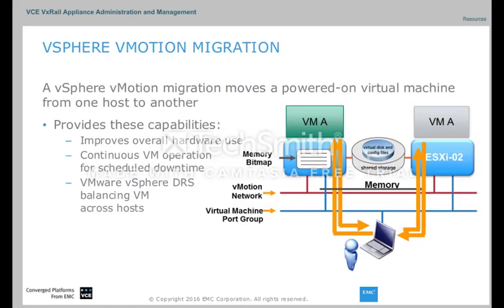A vSphere vMotion migration moves a powered-on virtual machine from one host to another. It provides these capabilities: improves overall hardware use, continuous virtual machine operation for scheduled downtime, VMware vSphere DRS balancing VMs across hosts.